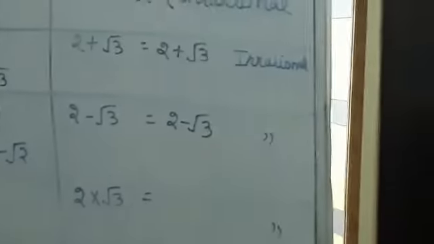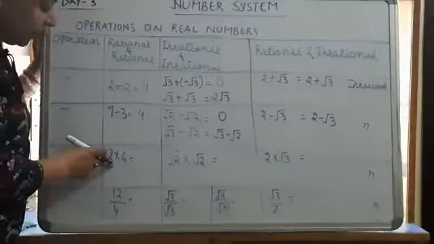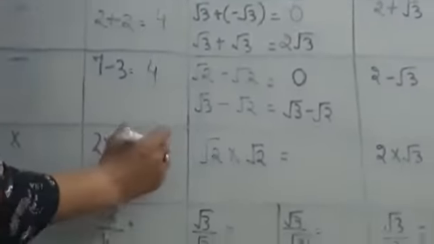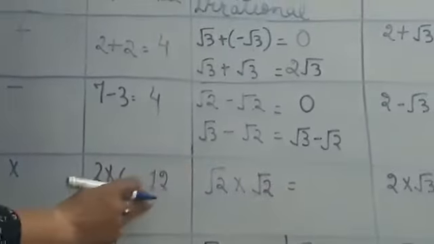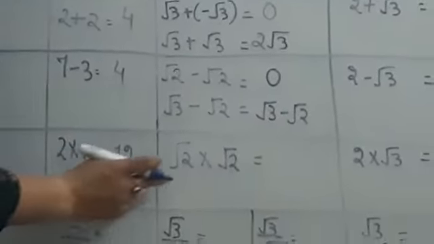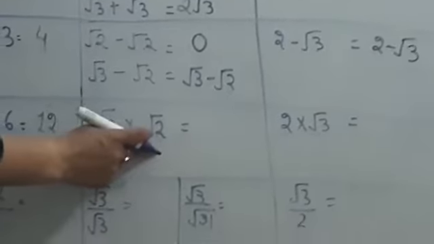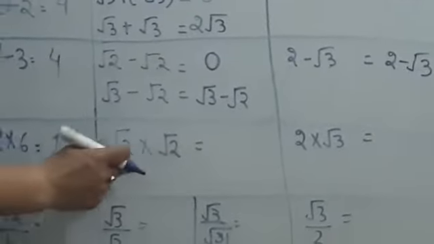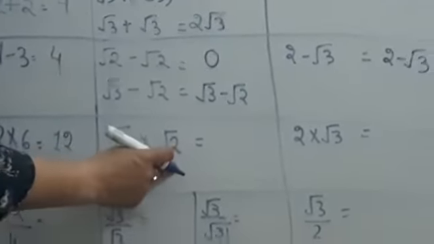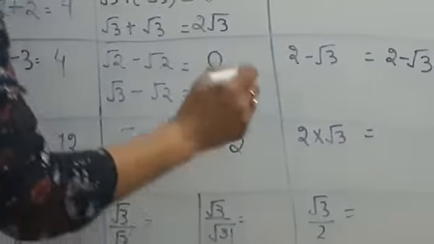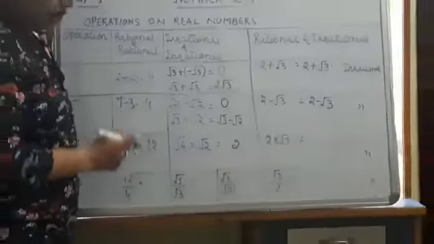Now, if I am going to subtract rational and irrational, what will I get? 2 is rational, root 3 is irrational. I will get 2 minus root 3, which is always an irrational number. Now, product, multiplication of two rational numbers. It is quite obvious that you will get rational. But if I multiply two irrational numbers, root 2 into root 2, what will you get? 2, which is a rational number.